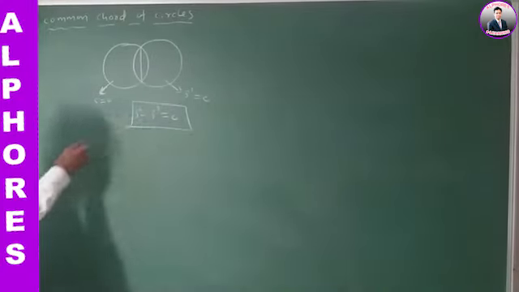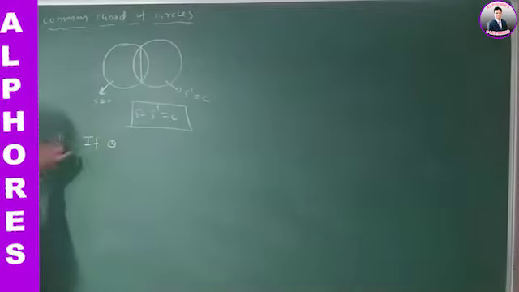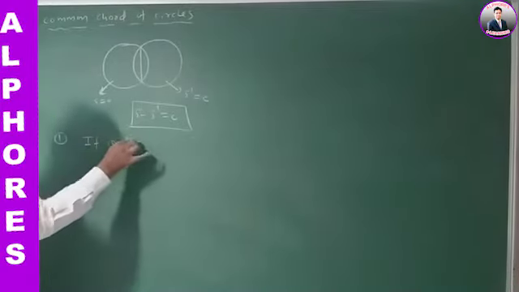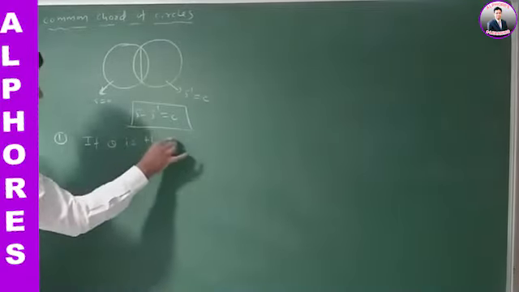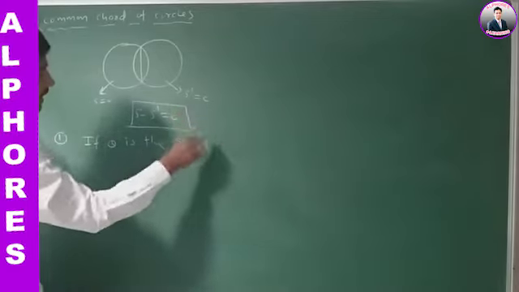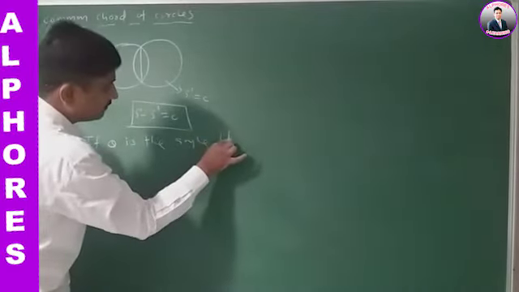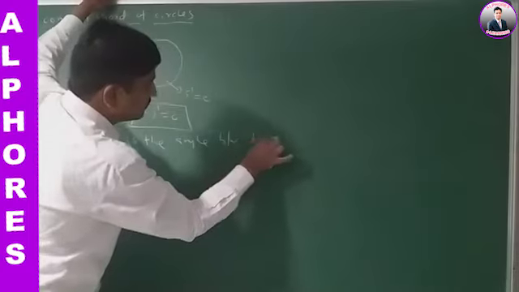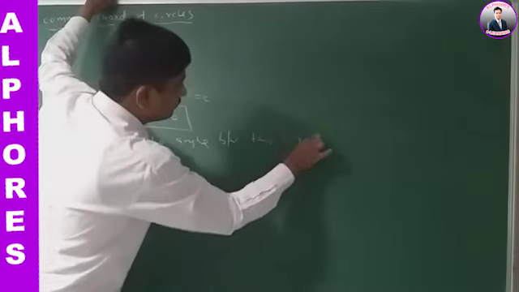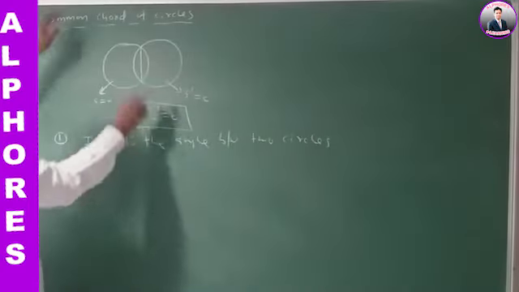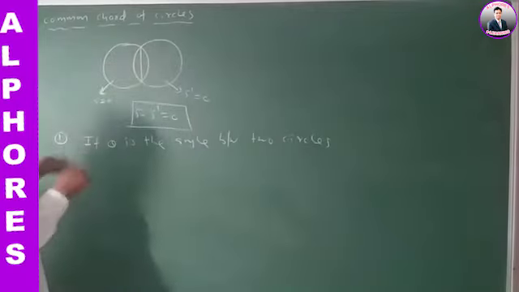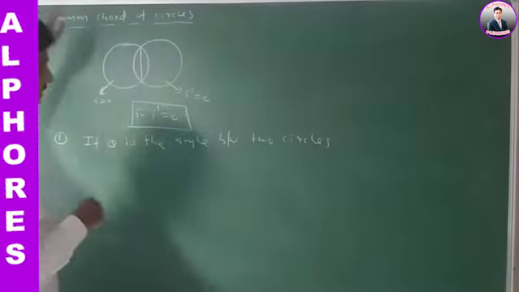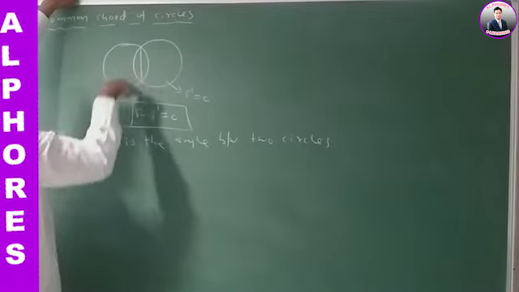Next, the length of the common chord is required. Here if theta is the angle between these 2 circles, we have a formula for the length of the common chord.